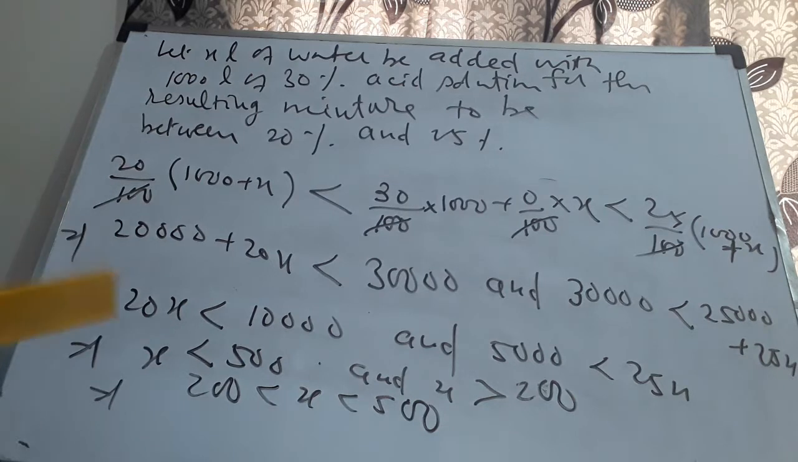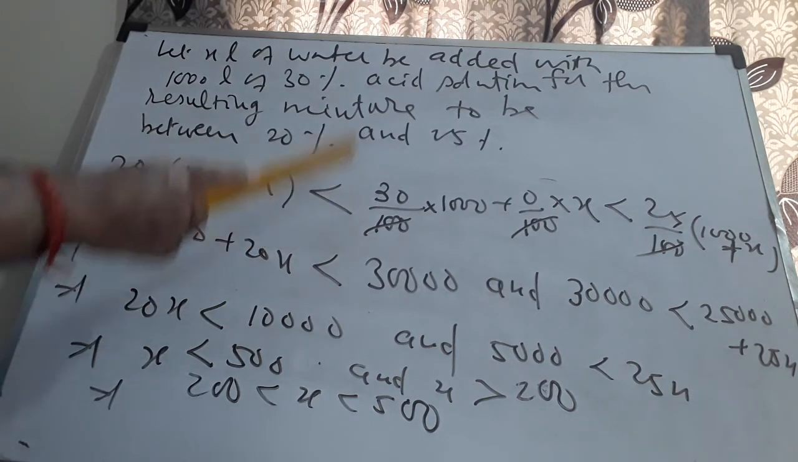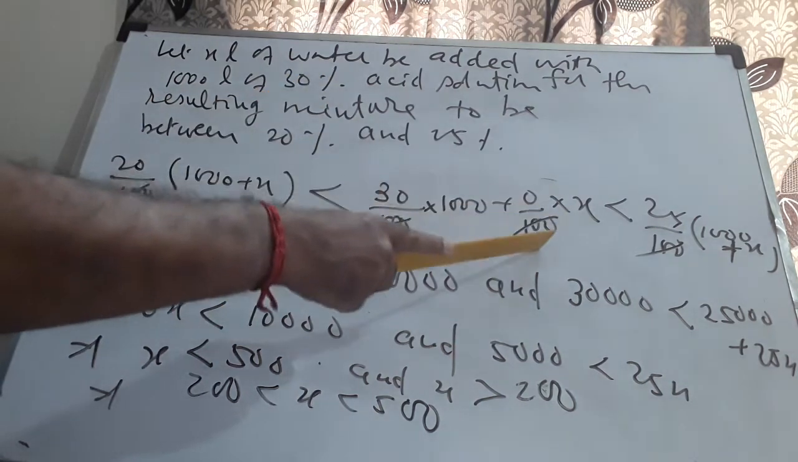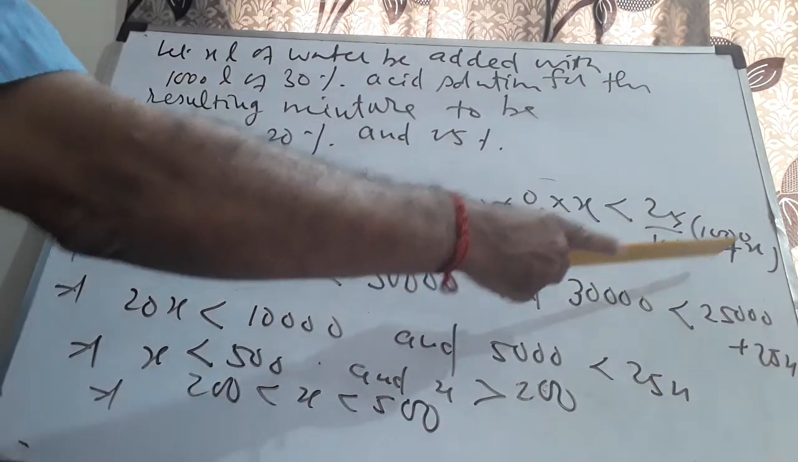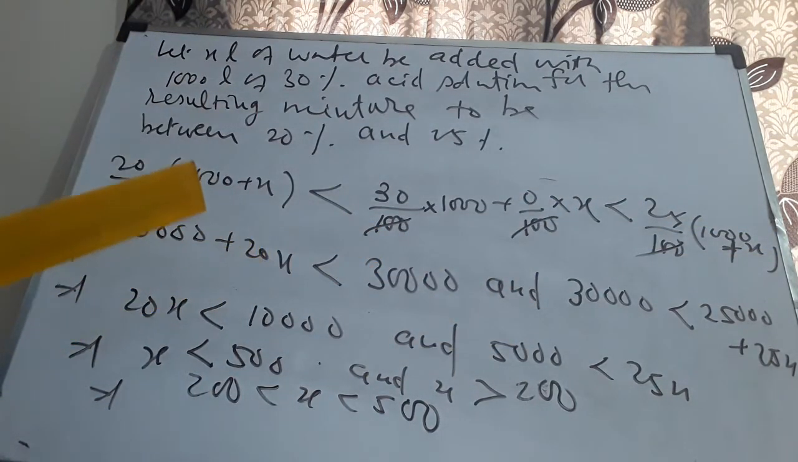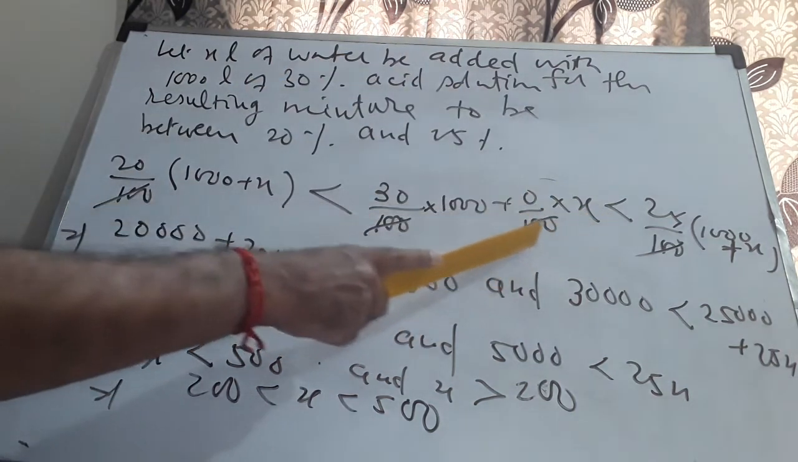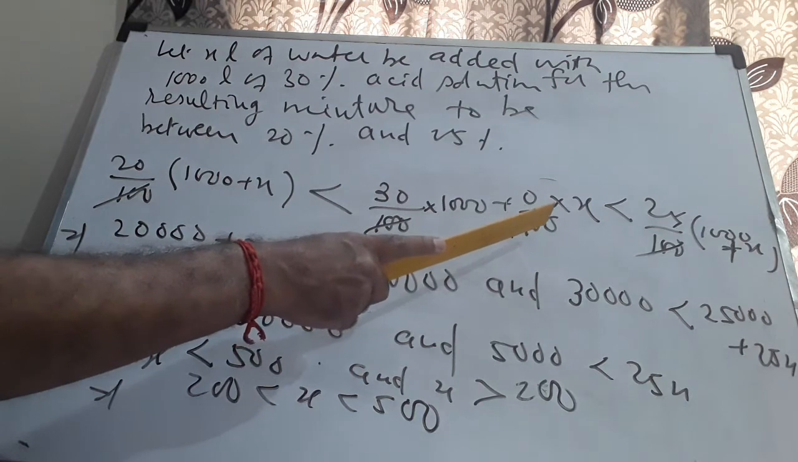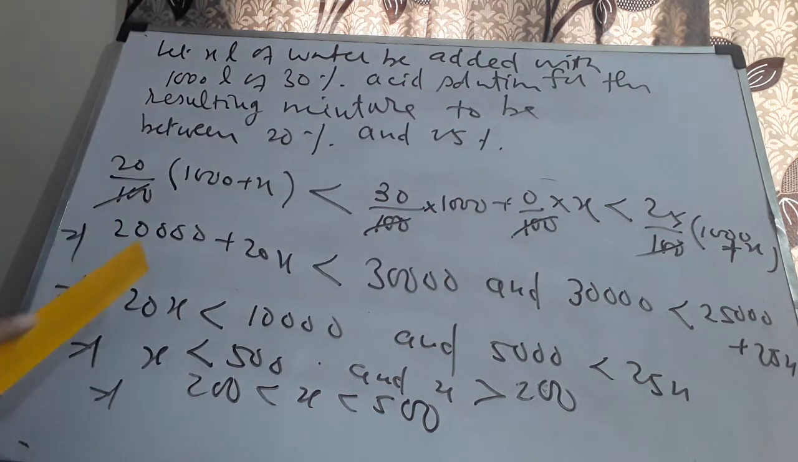Total amount available is 1000 plus x. Now 20 by 100 of 1000 plus x less than 30 by 100 of 1000 plus 0 by 100 of x less than 25 by 100 of 1000 plus x. This is the way you are supposed to write the inequation. Here I write 0% because only water is being added, therefore the amount of acid content is 0.